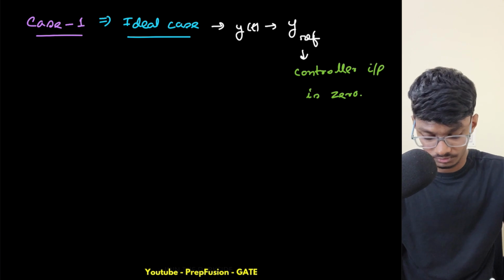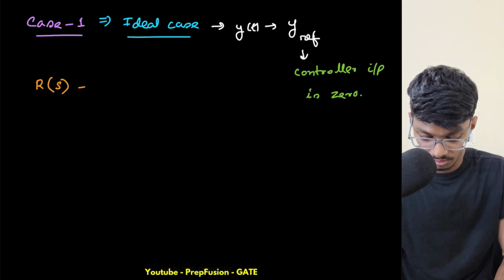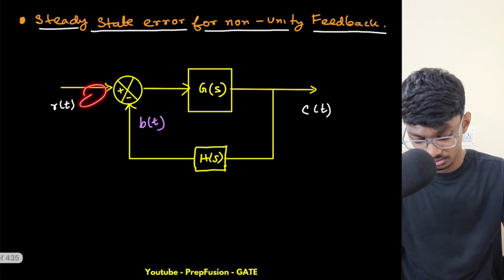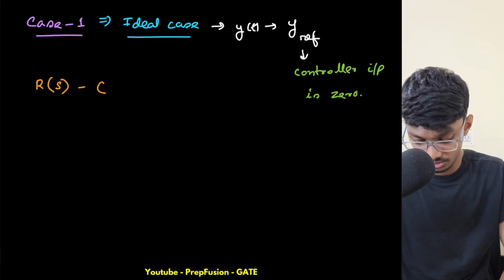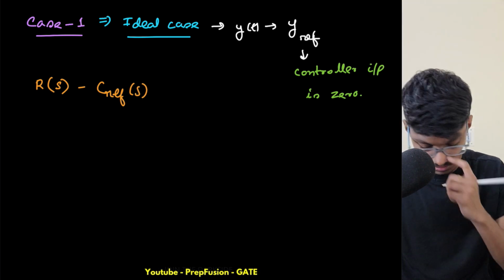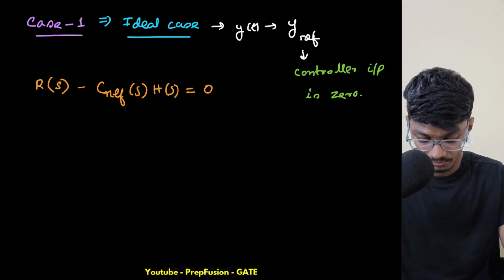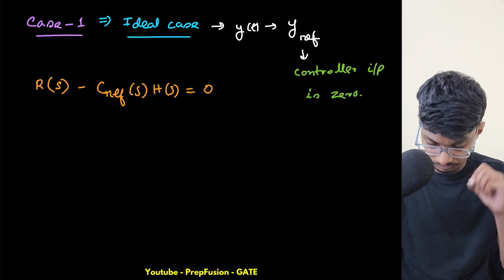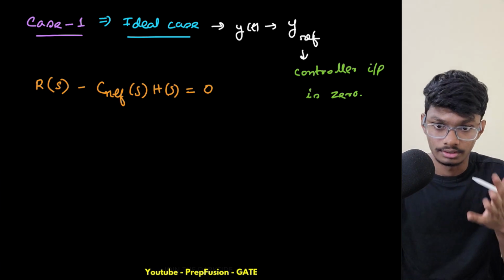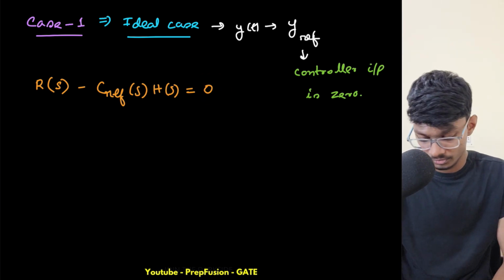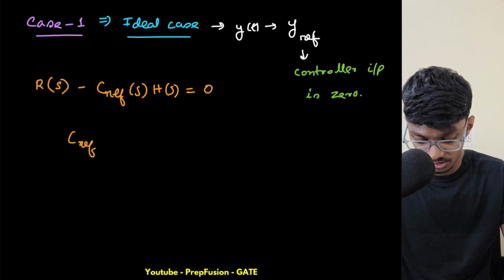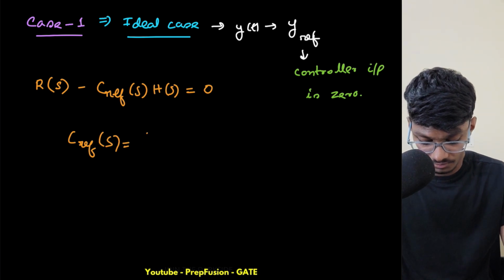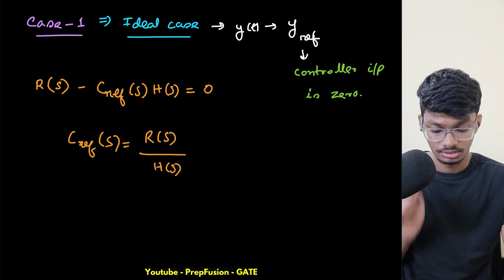Now what is happening? How will it reach 0? Obviously R of S minus C of S into H of S, where C of S is C reference of S, so R of S minus C reference of S into H of S equals 0. This is what my equation will be, right? This controller input should be 0. So from here we can find our C reference of S. What is my C reference of S? C reference of S is R of S by H of S. This is my C reference of S.